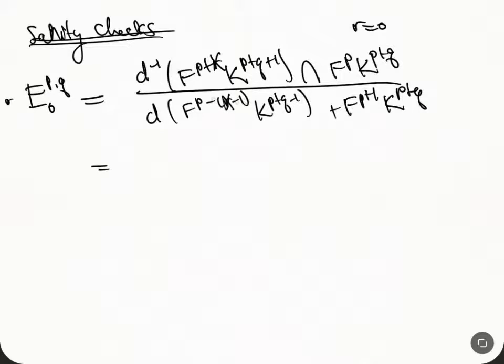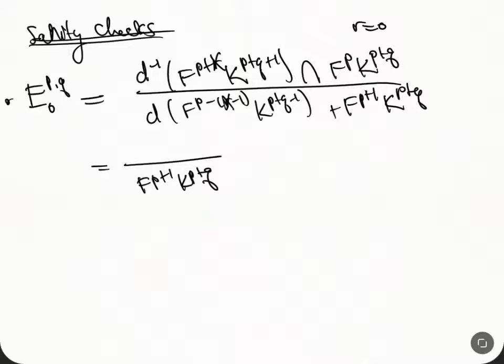Or let's see, sorry, hold on. This is F P plus 1. Oh yeah, sorry, that's not the case. This is P plus 1 here. This is contained in here. So that's nothing, so that does nothing. So the denominator is F P plus 1, K P plus 1.